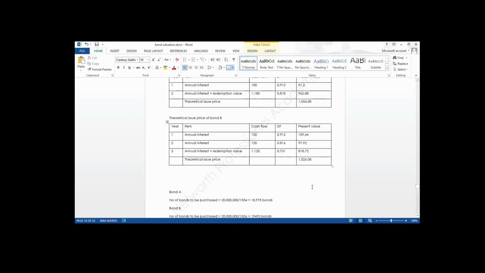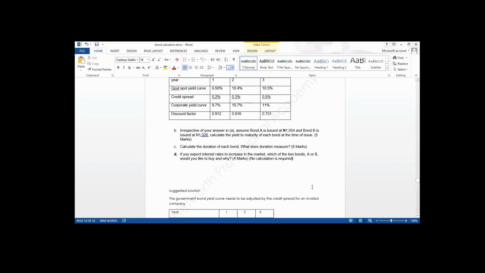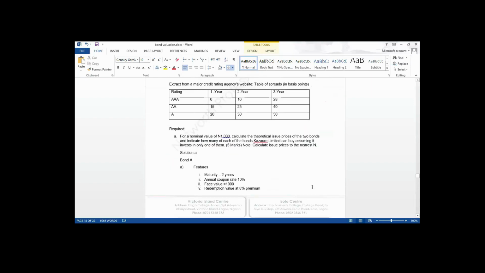You have gotten the issue price of bond A and bond B. That is part of requirement A. For a nominal value of 1,000, calculate the theoretical issue prices of the two bonds. And you have done that. The theoretical issue price of bond A is 1,054 naira. The theoretical issue price of bond B is 1,026 naira.